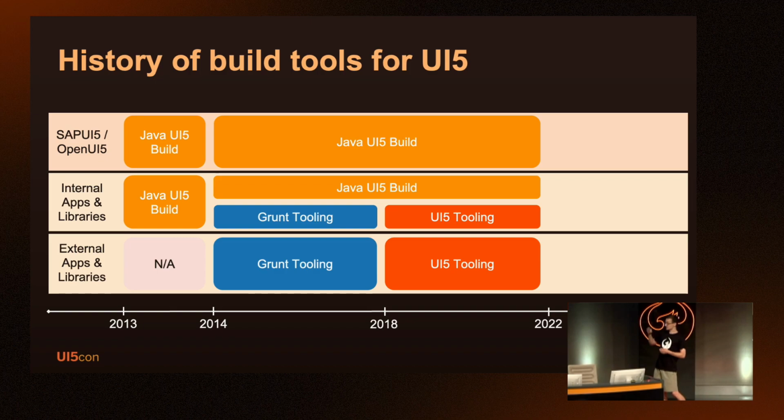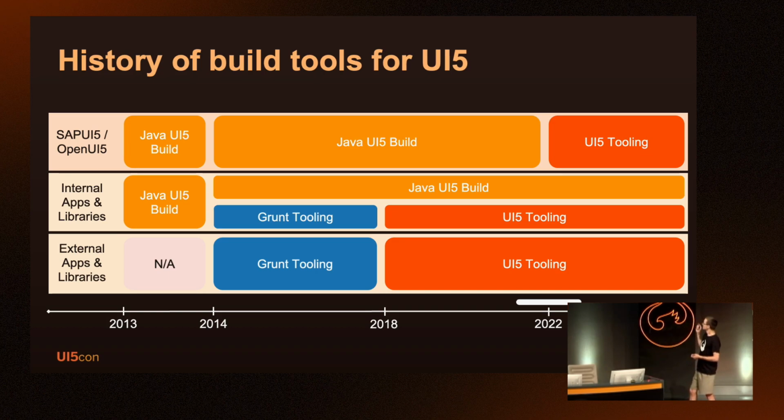But internally, especially for the framework, we still use the Java UI5 build because it had way more features, even than the UI5 tooling back then. But we worked very hard in the team to close this gap and to add all the missing features to UI5 tooling. So last year, the team was able to move the framework build from this Java UI5 build to UI5 tooling. And this is basically what we'll talk about in this talk.